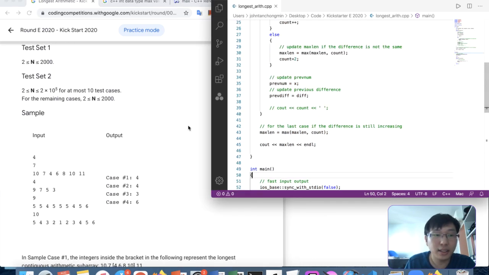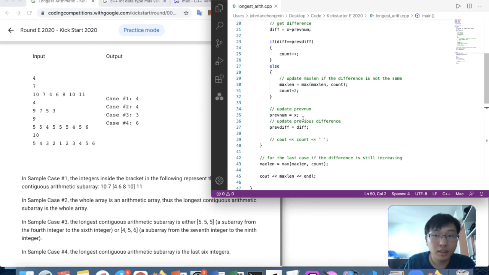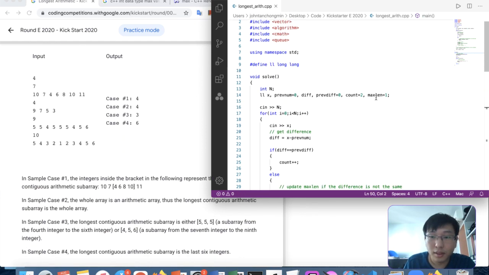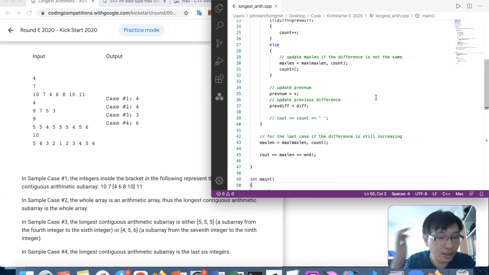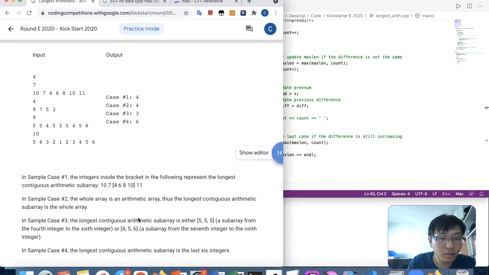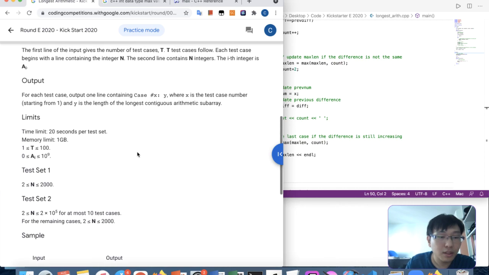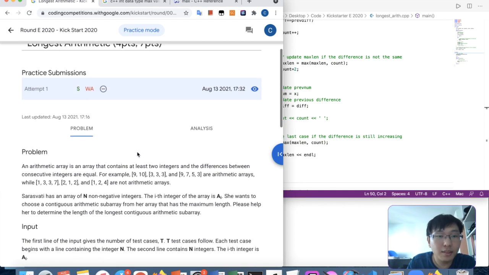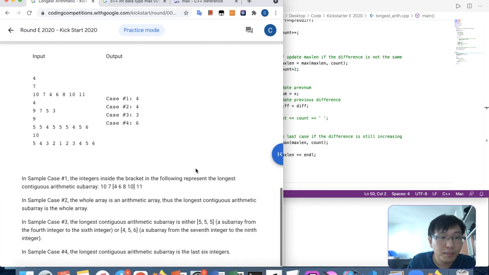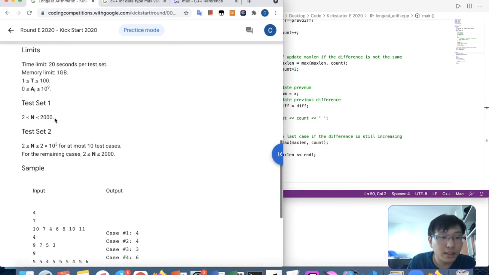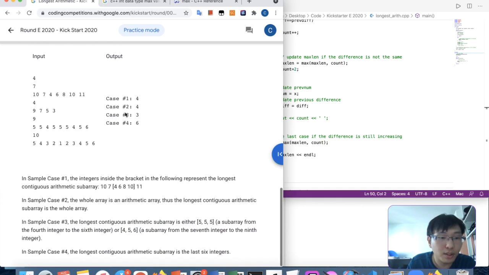Okay, I need to find out where exactly is the wrong answer. Okay, my difference or these are the same. Okay, so the whole array is an arithmetic array. Okay, either 5, 5, 5 or 4, 5, 6. Okay, over here is the last six. If mine gives a wrong answer for this, I need to find out why is there a wrong answer. Like 2 smaller equals n smaller equals 2000.